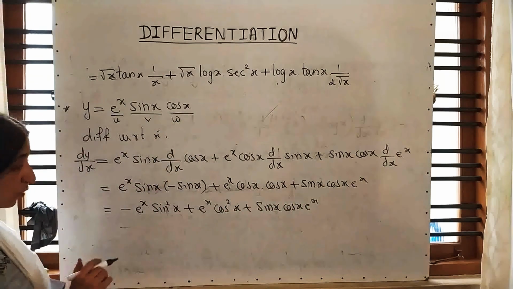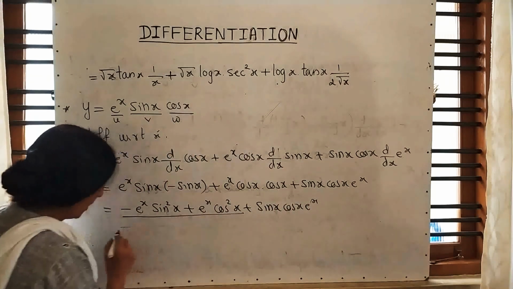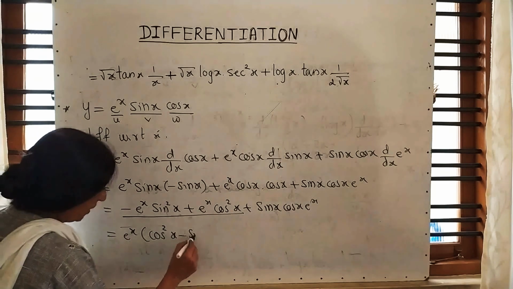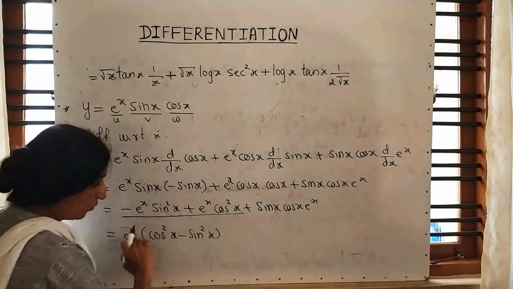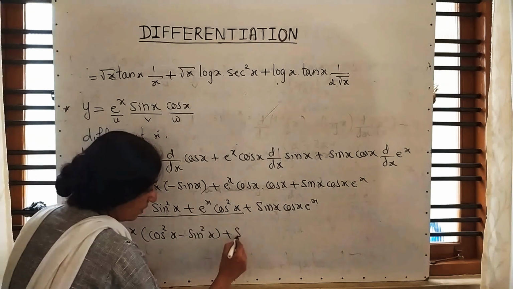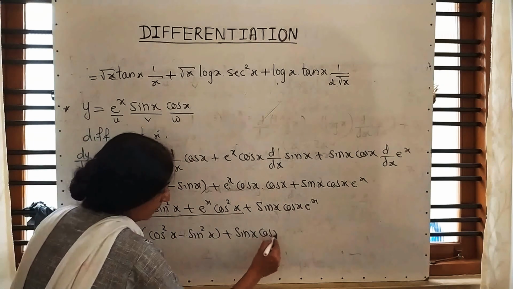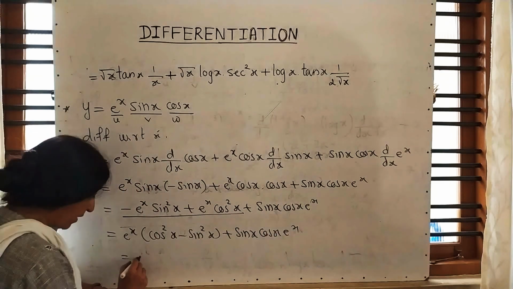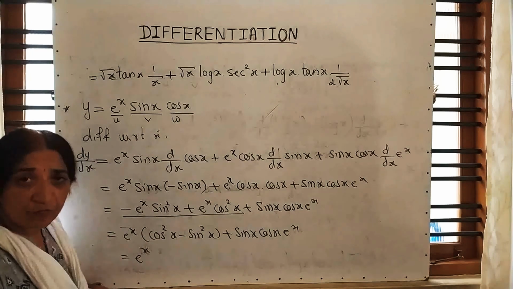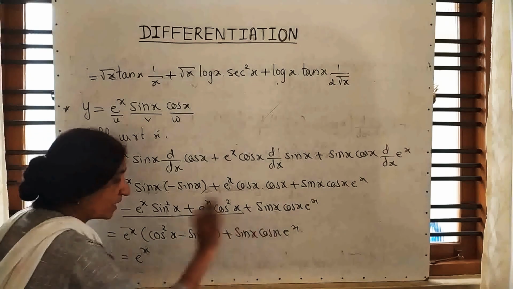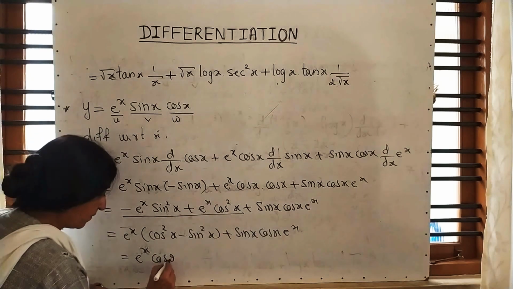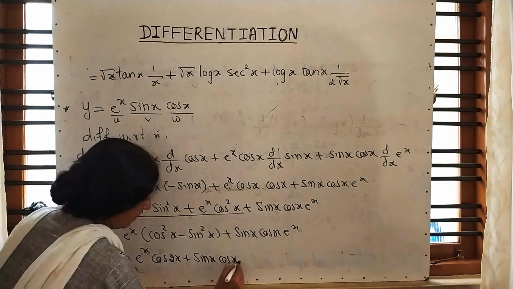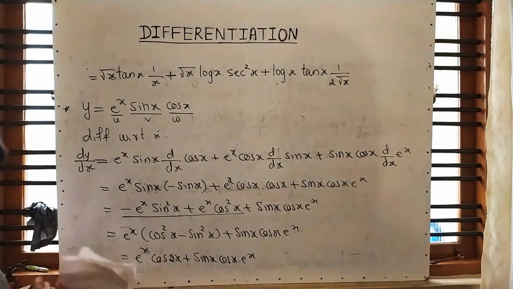And if you are thorough in the first year formula, here you can take e raised to x common. You can write cos square x minus sin square x. First I wrote plus, then I wrote minus. This I kept as it is. Yes, what is cos square x minus sin square x? Have you remembered? If you remembered, write down the formula. Otherwise, don't take the tension. Stop it here only. Moving to the next question.